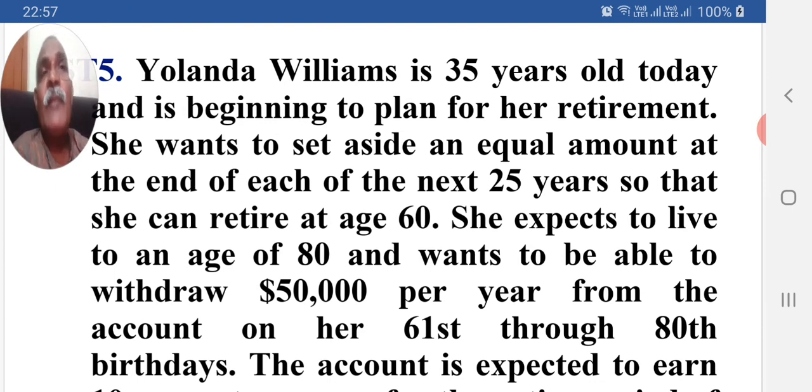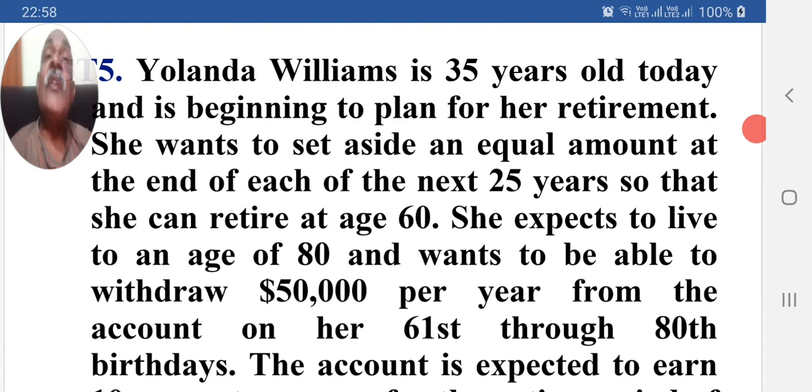Suppose one person, your age is 35 years today, and you are beginning to plan for your retirement. You want to set aside an equal amount at the end of each year for the next 25 years. And you will retire at the age of 60. Right now your age is 35. You retire at the age of 60.